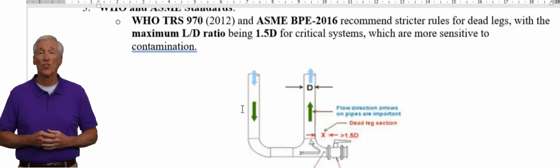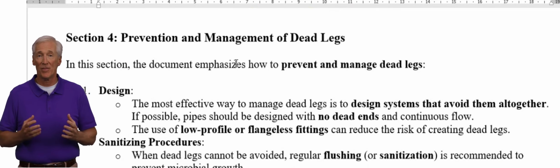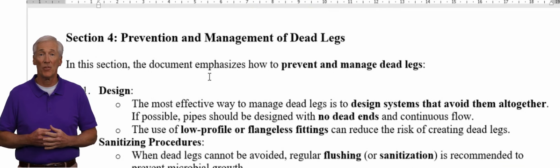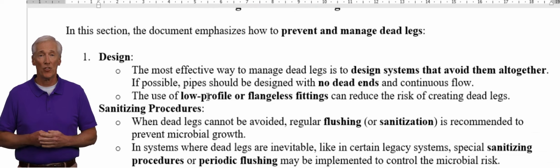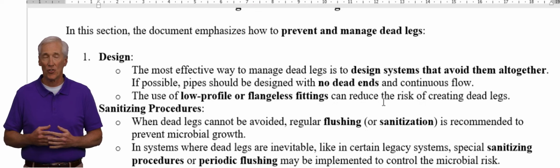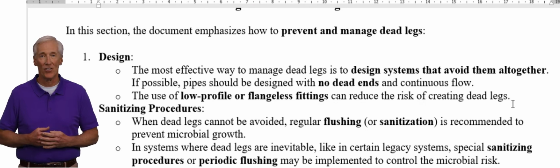Section 4. Prevention and Management of Dead Legs. In this section, the document emphasizes how to prevent and manage dead legs. 1. Design. The most effective way to manage dead legs is to design systems that avoid them altogether. If possible, pipes should be designed with no dead ends and continuous flow. The use of low-profile or flangeless fittings can reduce the risk of creating dead legs.